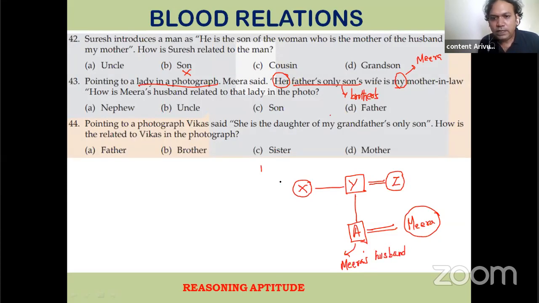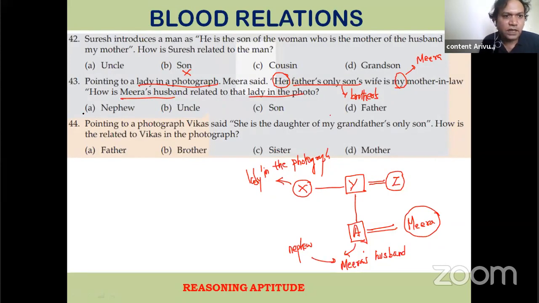Correct? And this X is the lady in the photograph. So how is Mira's husband related to the lady in the photograph? This lady in the photograph has a brother, Y, whose son is A. Brother's son is called nephew. This Mira's husband is the nephew. So 43, the answer becomes A. So in quite some detail, I explained it to you here.